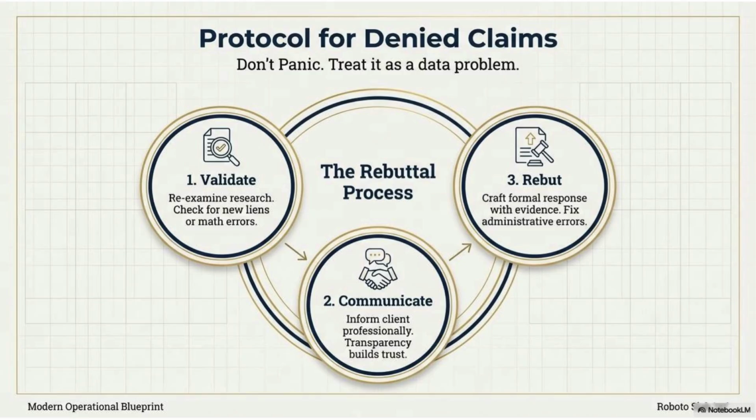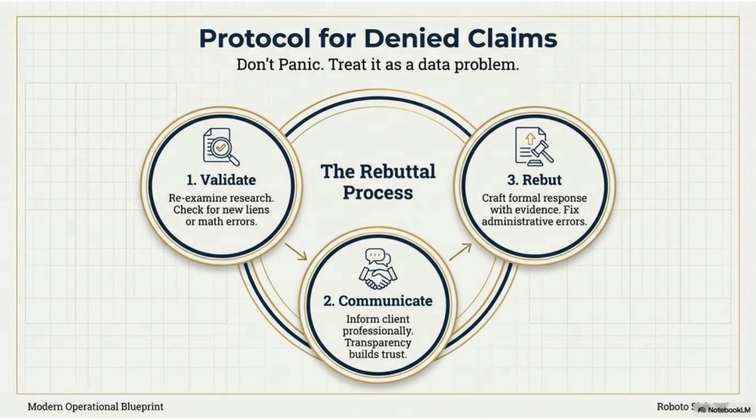If your claim gets denied, don't panic. Treat it as a data problem, not a personal failure. Follow this three-step rebuttal process. Step 1. Validate. Re-examine your research carefully. Check for new liens that appeared after your initial review or math errors in your calculation. Step 2. Communicate. Inform your client professionally about what happened. Transparency builds trust, even in setbacks. Explain the issue and your plan to address it.